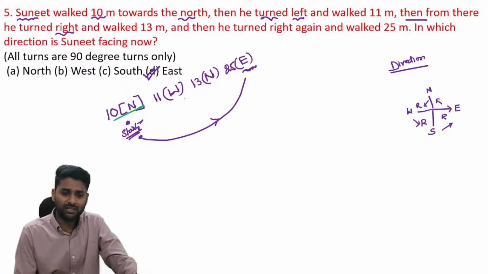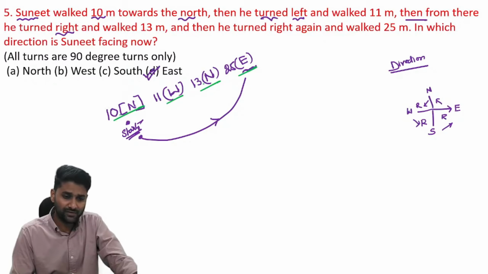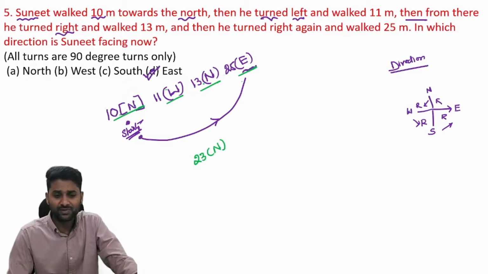Now, see, north, west, north, east. Guys, if north and north, I told you in the last video also, if the direction is same, you have to add the quantity. 23 north. West and east both are opposite to each other, so opposite to each other means find the difference. Difference between 25 and 11 is 14 units. Now if you want to pick the direction, I told you in a comparison, highest numerical indicates the direction. So here the direction is northeast.